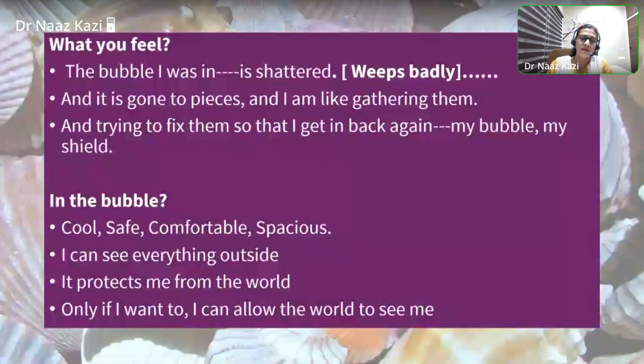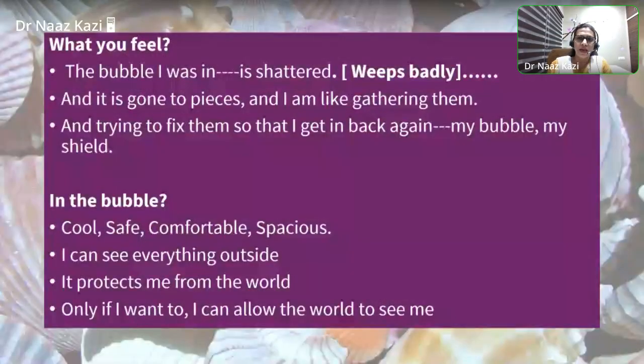So I said, what do you feel? And she says, Doctor, I feel the bubble that I was in is shattered. And she really weeps very badly. This was kind of an emotional turmoil for her, right? And it is gone to pieces, and I'm gathering them and I'm trying to fix them so that I get it back again. My bubble, my shield.